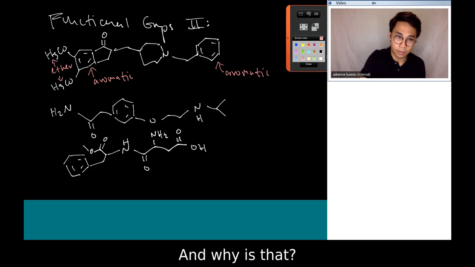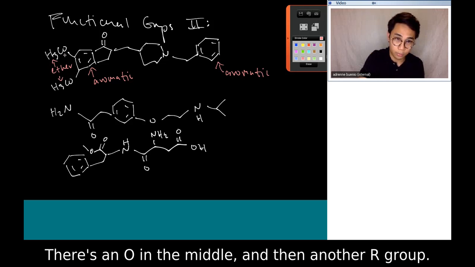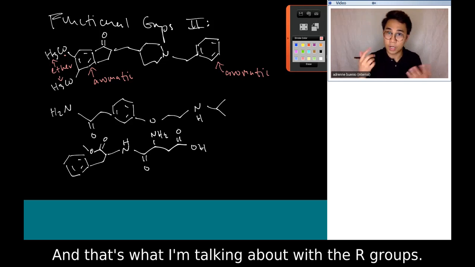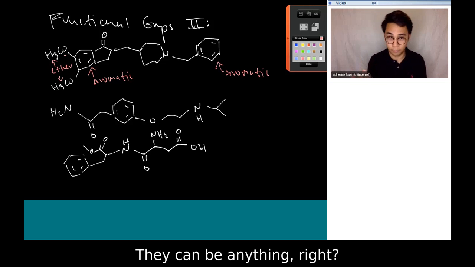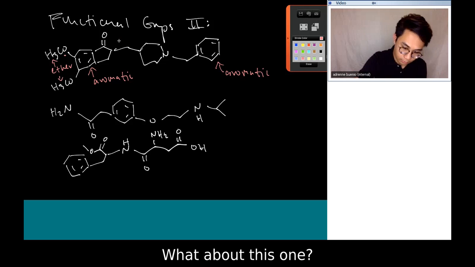And why is that? Because this is an R group, CH3. There's an O in the middle, and then another R group, right? And that's what I'm talking about with the R groups. They can be anything, right? Okay. What about this one? Ketone. Okay.